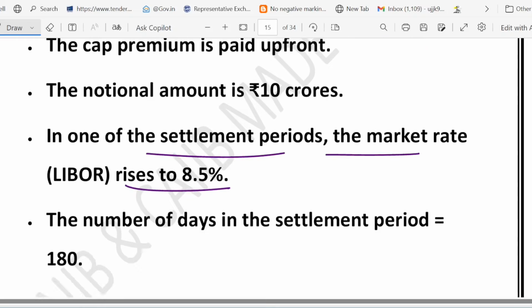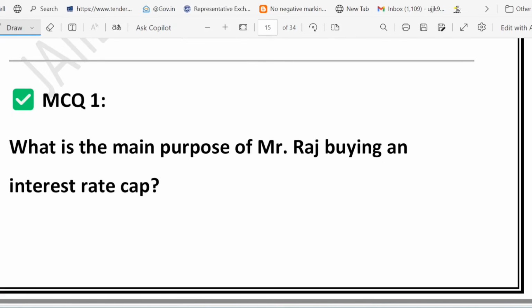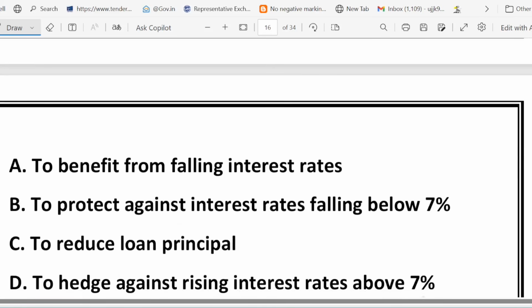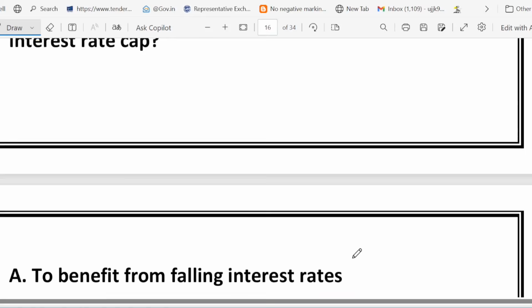Now the question is, what is the main purpose of Mr. Raj buying an interest rate cap? Option A, to benefit from falling interest rates. Option B, to protect against interest rates falling below 7%. Option C, to reduce loan principal. Option D, to hedge against rising interest rates above 7%.